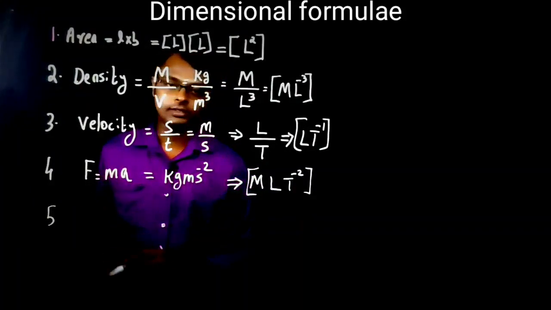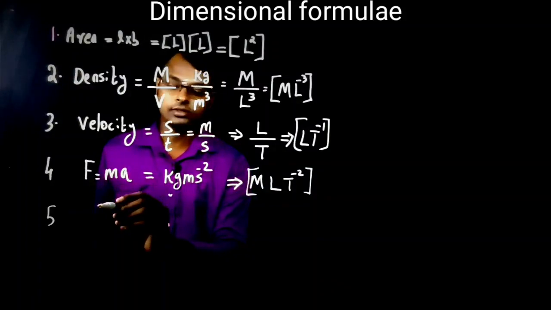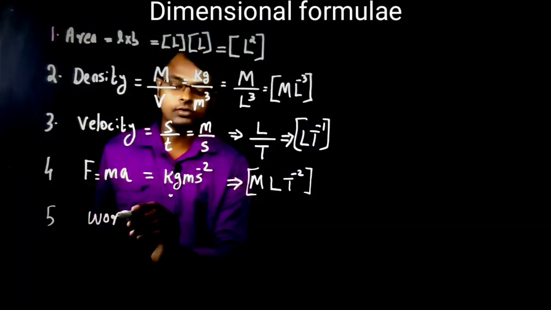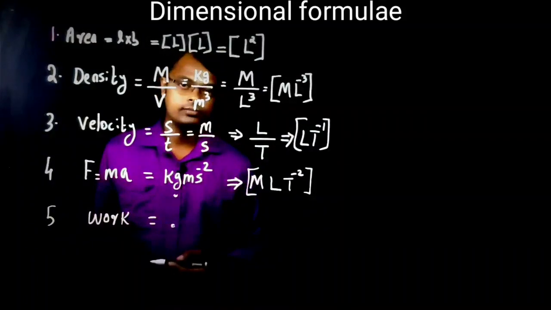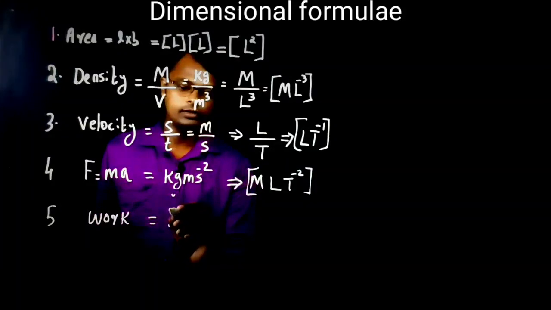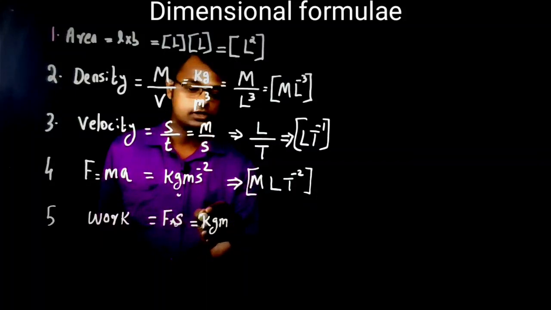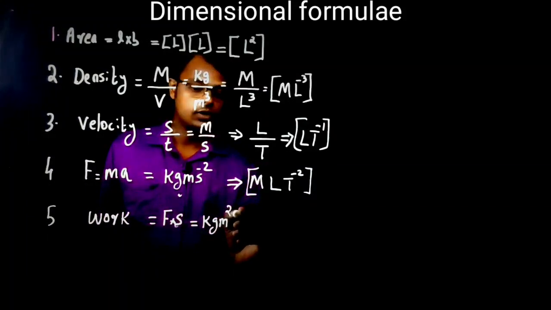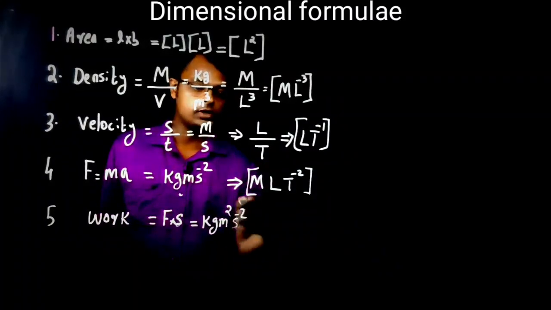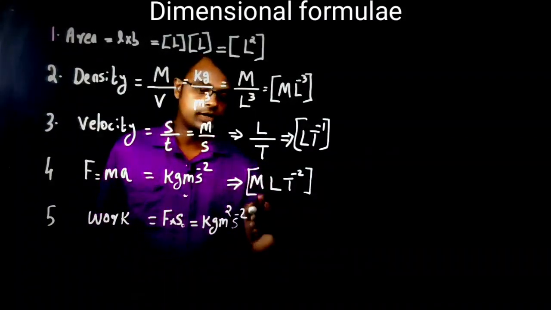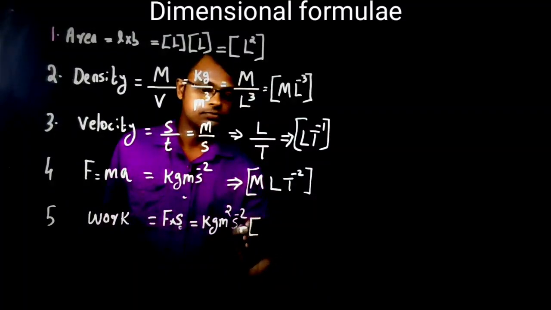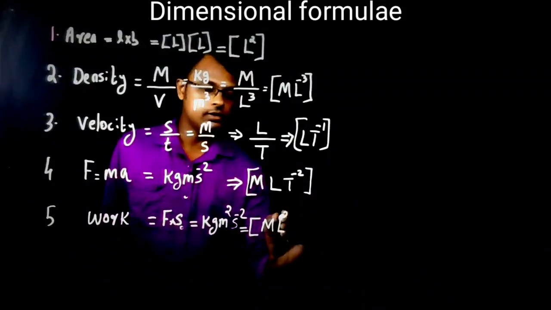Now let's discuss the other case here. After force, we can consider work done. What is the work formula? Force into displacement, right? So we can write force into displacement. F into S is equal to, force is kilogram meter s to the power minus 2, into displacement, once again meter. So we can write kilogram meter square s to the power minus 2. So how do we write the dimensions of that? We can write the dimension as mass M, and for meter square we write L square.